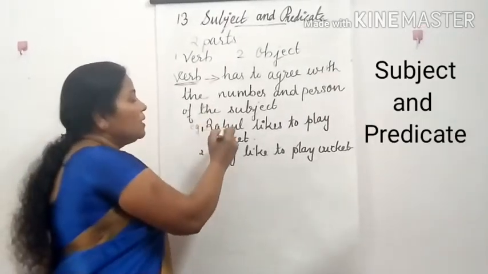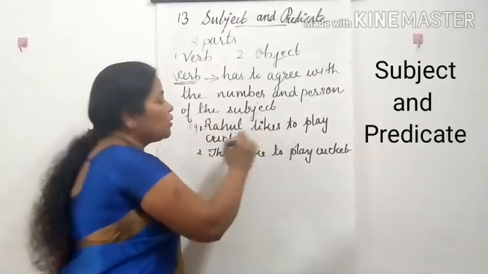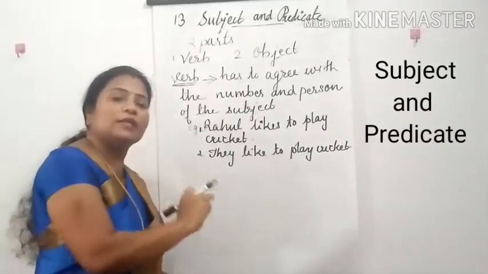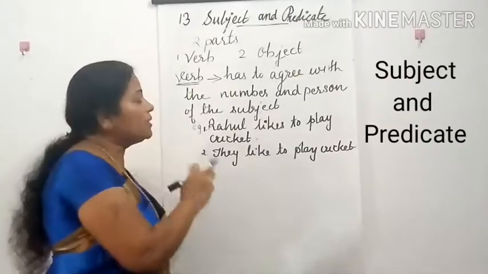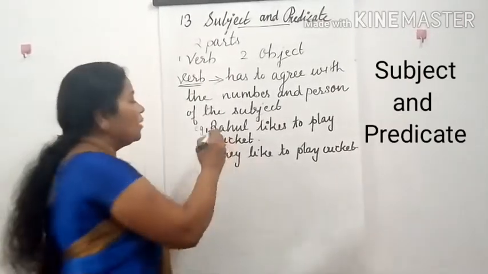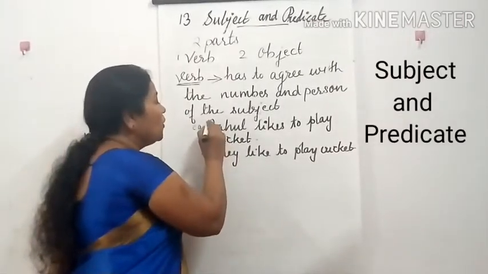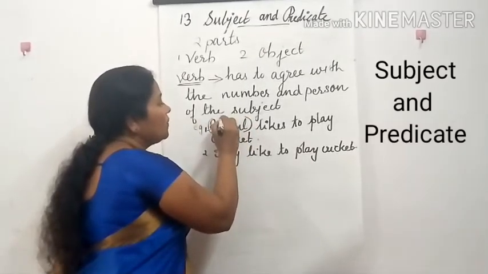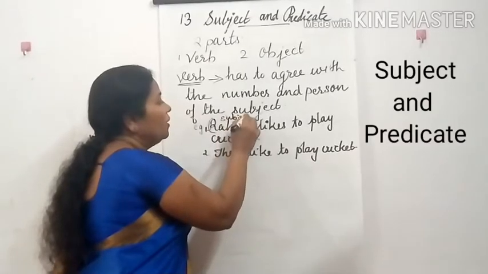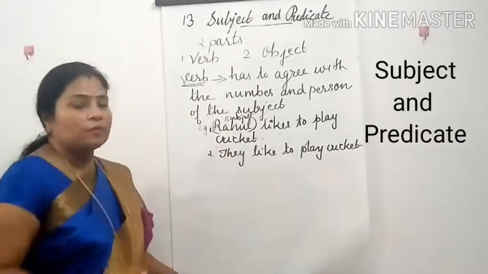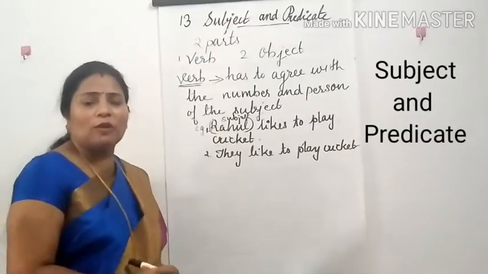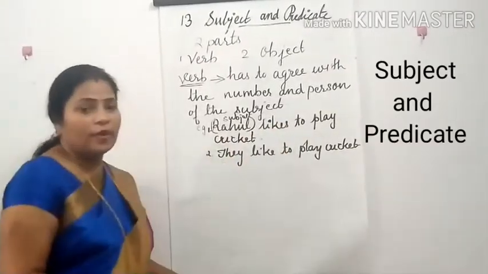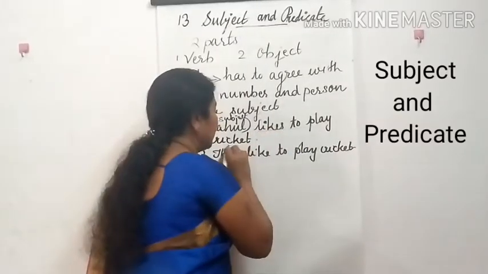For example, Rahul likes to play cricket. Here, which is our subject, about whom are we talking in this sentence? We are talking about Rahul. So Rahul becomes our subject. And what are we saying about Rahul? That he likes to play cricket, right? So this is our predicate.